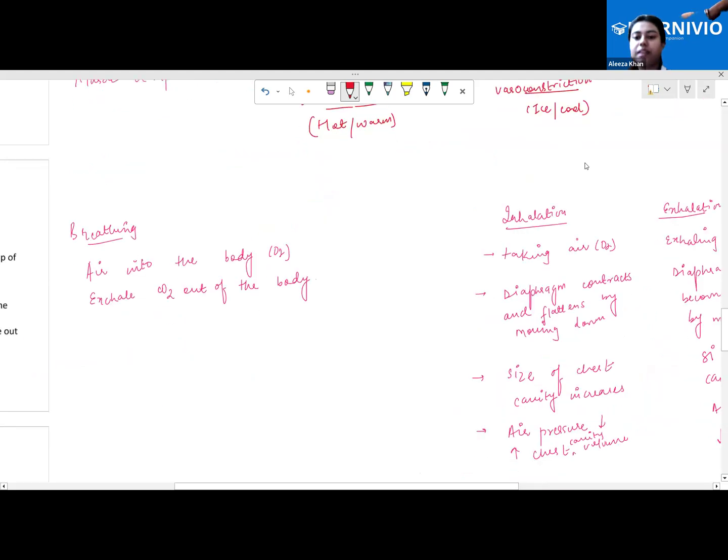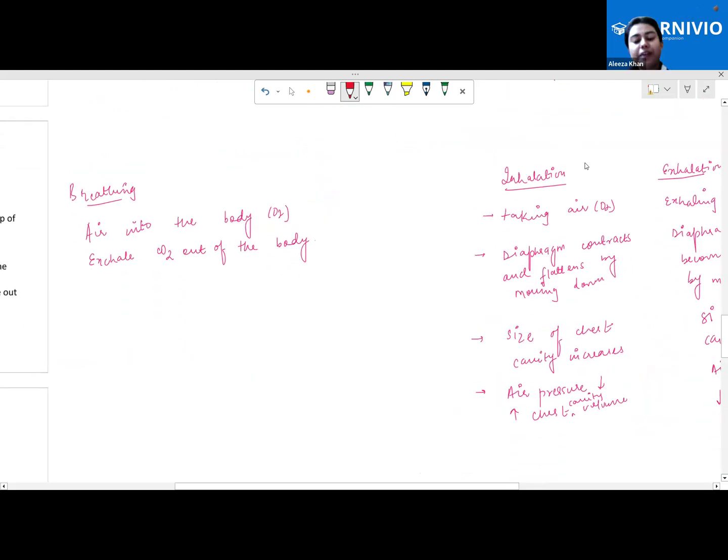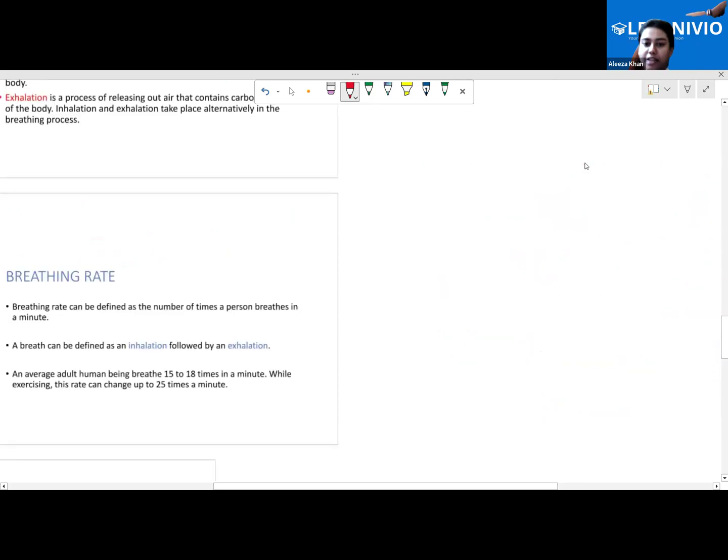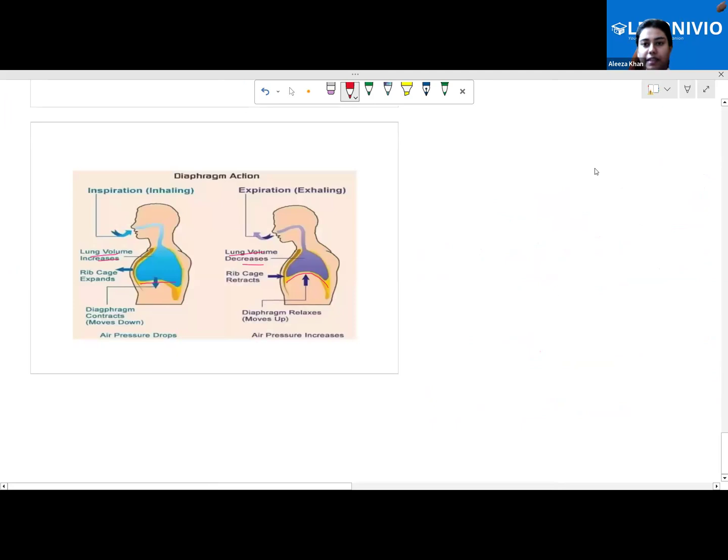Now let's come on to the breathing. We have completely understood what respiration is, what the types of respiration are, and why it is important for human beings and for other organisms also. So now coming on to breathing. Breathing is something you well said: taking oxygen into your body and giving off carbon dioxide. Under breathing we have two processes, inhalation and exhalation. Let me explain this with the help of a diagram, the difference between these two.